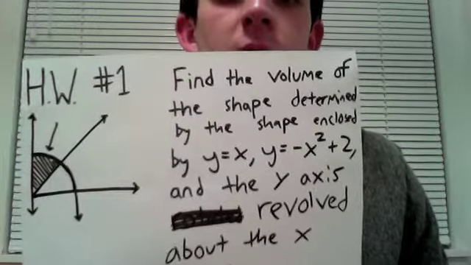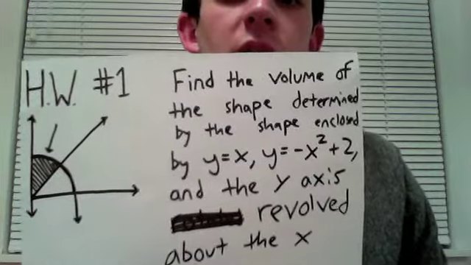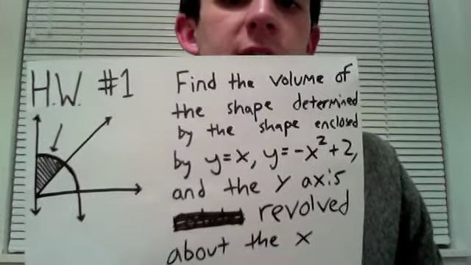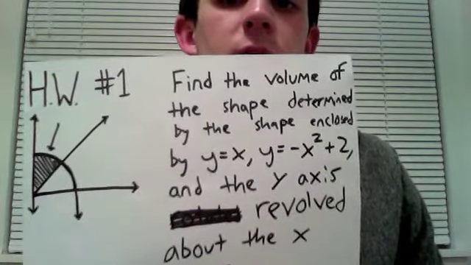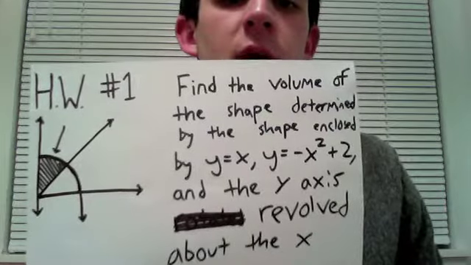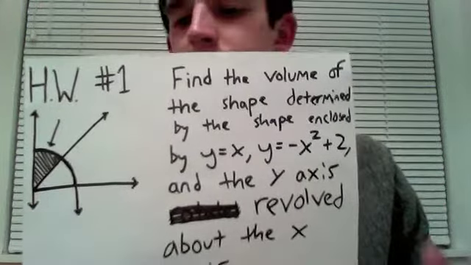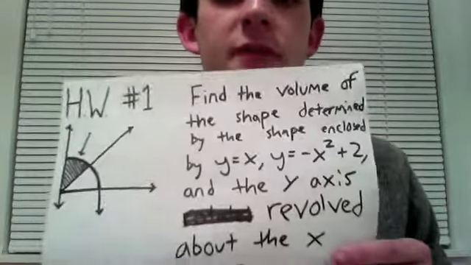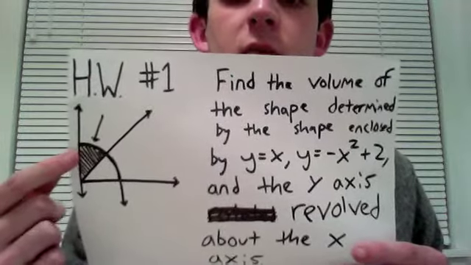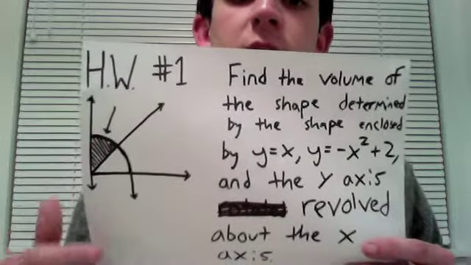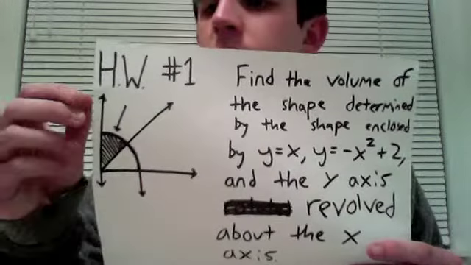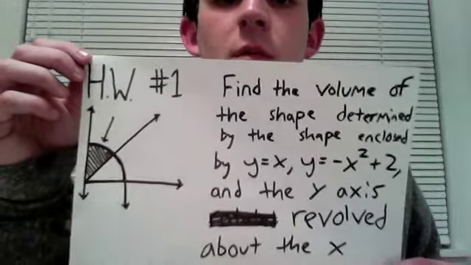So in this problem, what you're going to do is find the volume of the figure determined by the shape enclosed by y equals x, y equals negative x squared plus 2, and the y-axis, revolved about the x-axis. So that's going to be this shaded shape that I've drawn right here, and it's going to be revolved about the x-axis to get a similar three-dimensional figure to the one that we just talked about a moment ago.